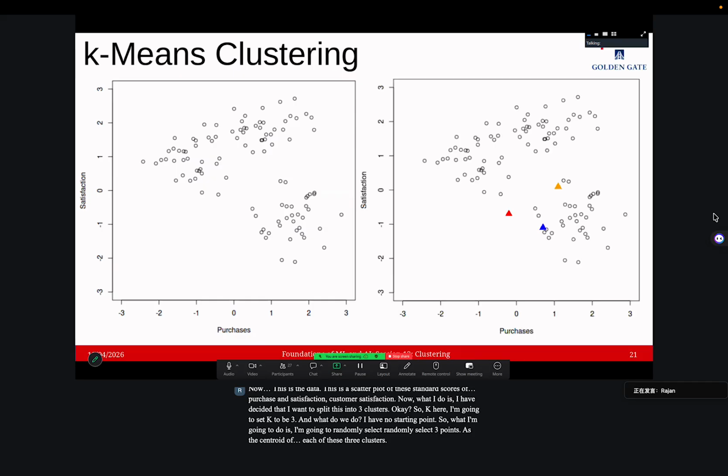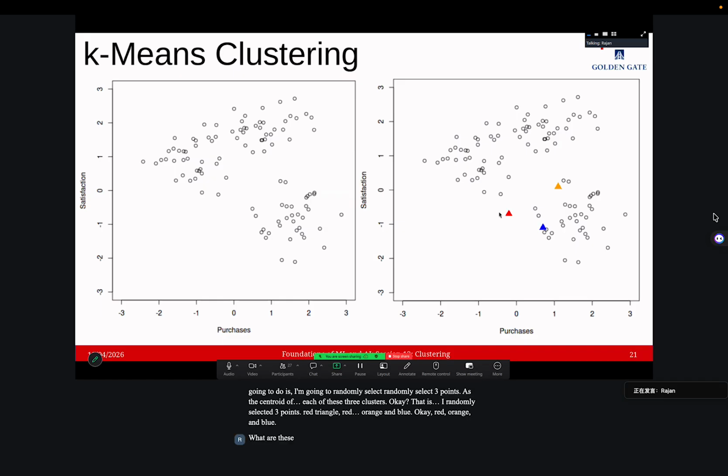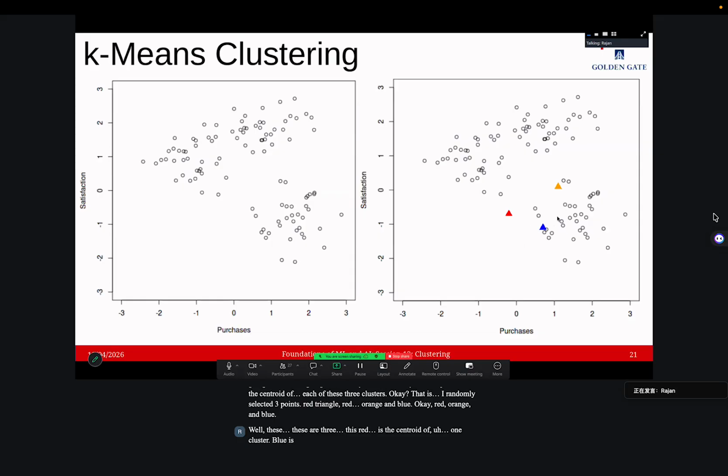I have randomly selected 3 points: red triangle, orange, and blue. What are these? These are 3. This red is the centroid of one cluster. Blue is the centroid of a different cluster. Orange is the centroid of the third cluster. This is what I am starting with, random selection.